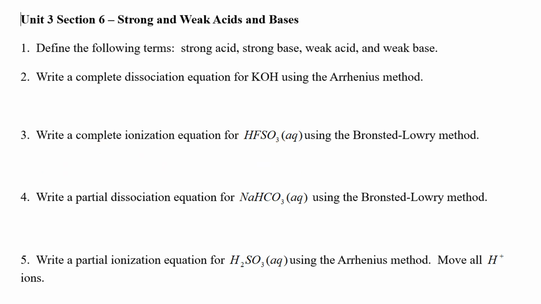Number 4, partial. That means double arrow. Dissociate means base, so I'm thinking OH here. And Bronsted-Lowry means I'm using water, so I better write H2O, liquid. There's our base, NaHCO3, aqueous. There we go. Now it's a base. We know we need to make OH if it's a base. The only way we're going to make OH is to take our water molecule and take off a hydrogen. So we remove that hydrogen, we're left with OH minus. That means our hydrogen's moving over to this compound.